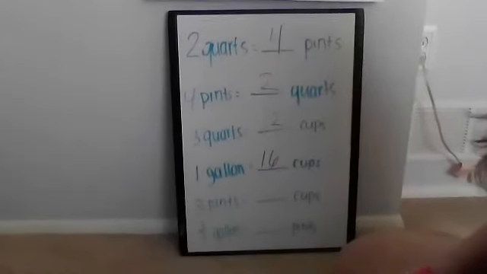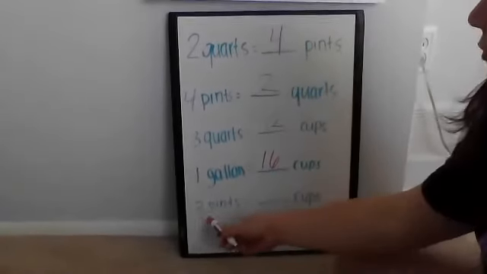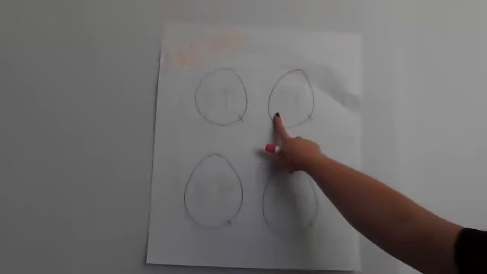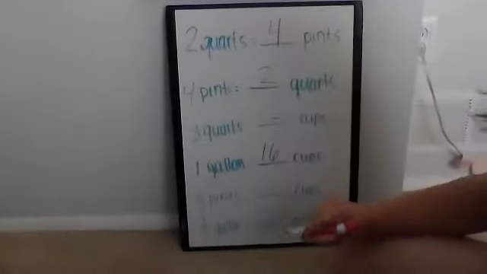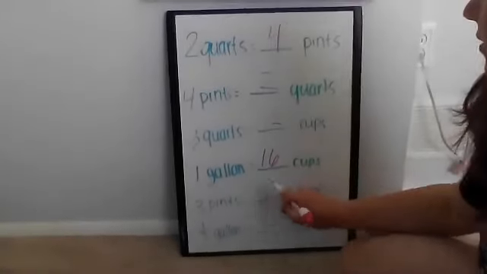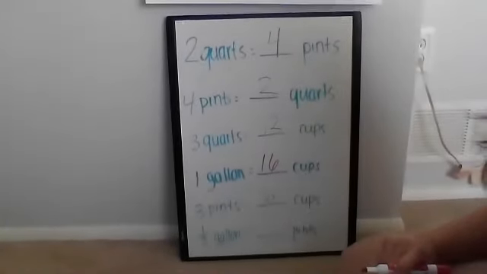All right, we only have a couple more. Let's take a look at the next one. 3 pints is equal to how many cups? Well, let's go up here and let's look at our pints, our peas. 1, 2, 3. Okay, I know there's 2 cups in each pint. So 2 cups times 3 pints would be, you guessed it, 6 cups.